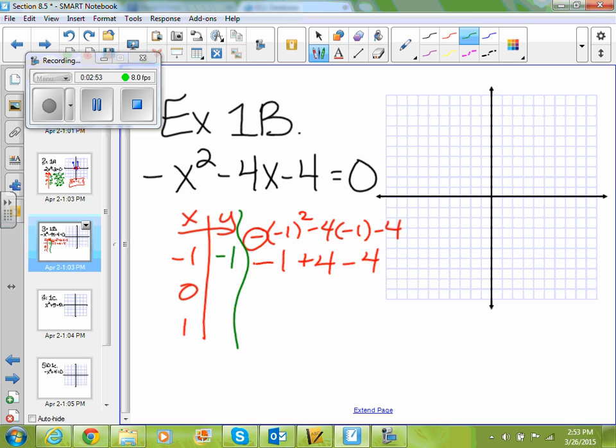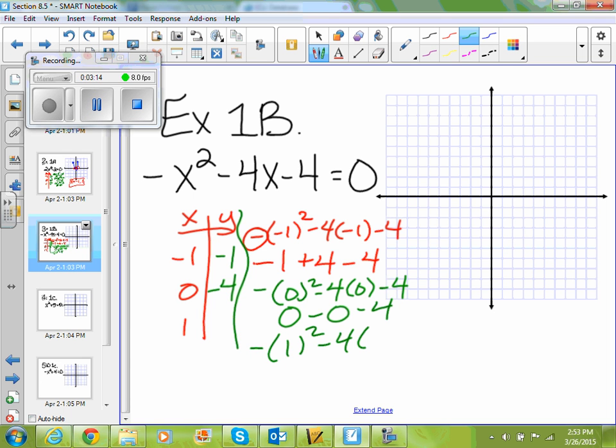Okay? If I plug in 0, negative 0 squared minus 4 times 0 minus 4. 0 squared is 0, and you can't have -0, so it's just 0. 4 times 0 is 0. 0 minus 0 minus 4 is -4. And then if I plug in 1, negative 1 squared minus 4 times 1 minus 4. This becomes -1. 4 times 1 is 4. -1 minus 4 minus 4 is -9.